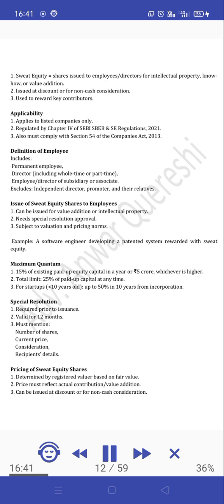Maximum quantum. 1. 15% of existing paid-up equity capital in a year or 5 crore rupees, whichever is higher. 2. Total limit: 25% of paid-up capital at any time. 3. For startups less than 10 years old, up to 50% in 10 years from incorporation.